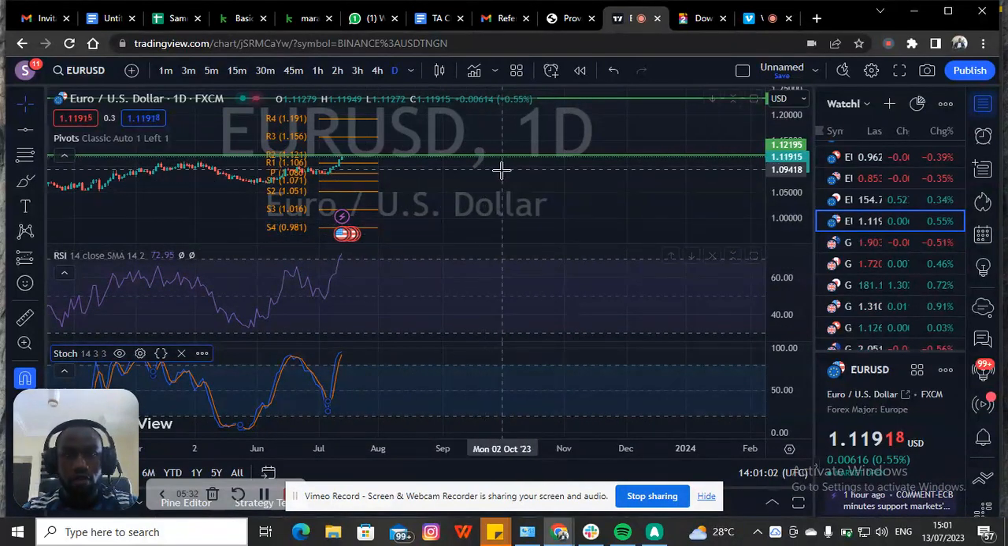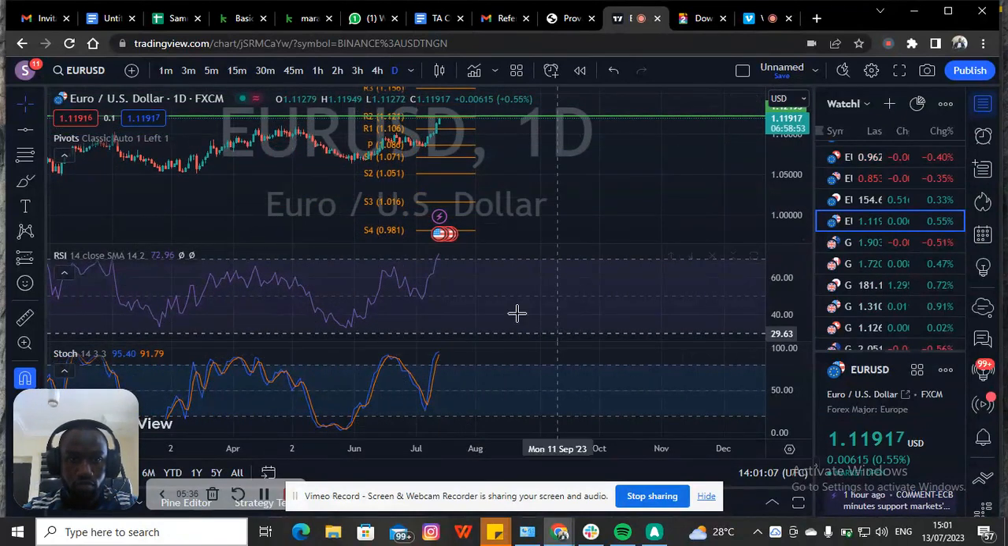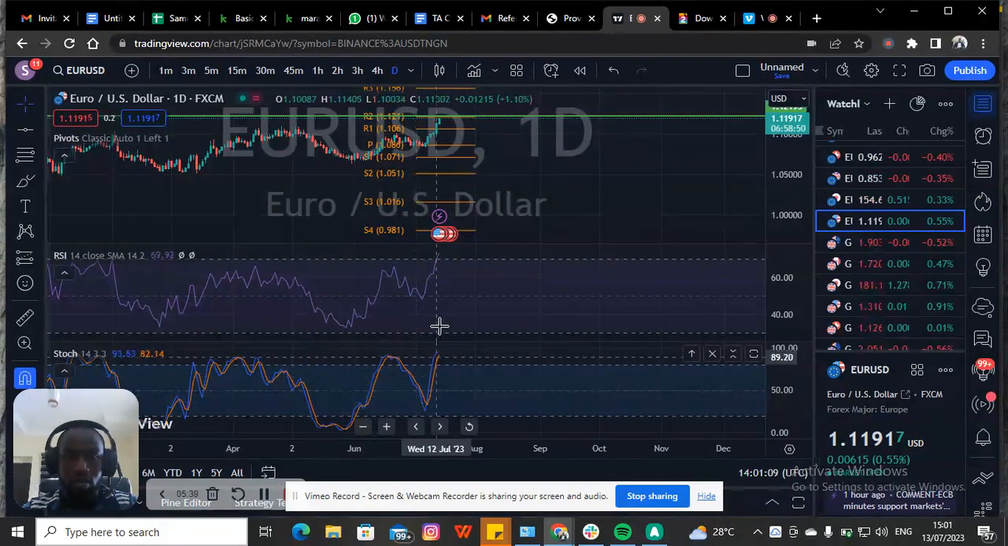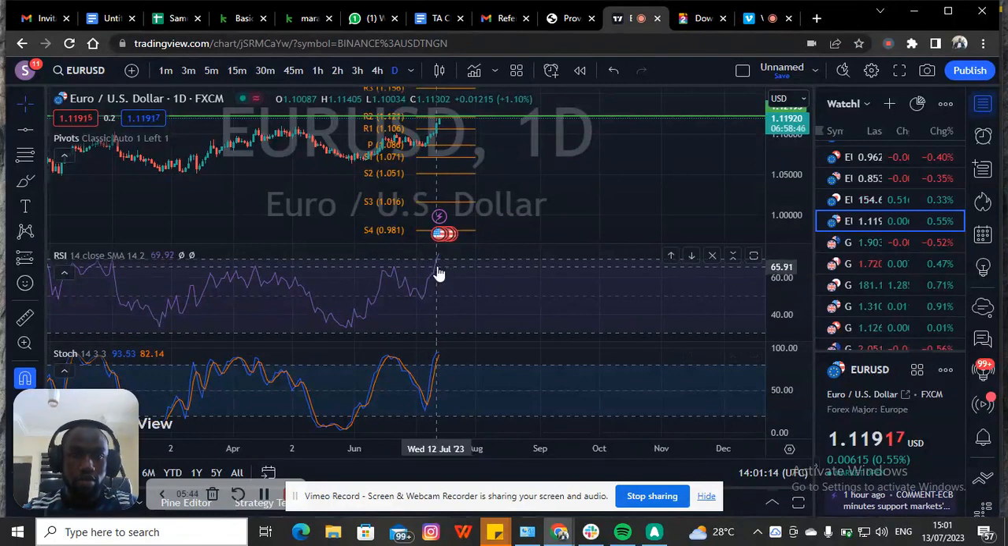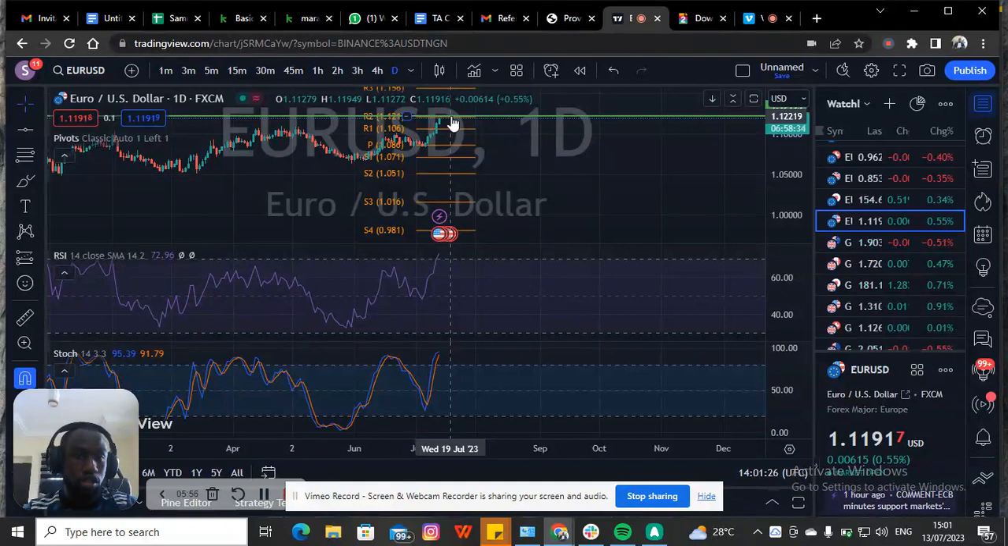So what you're looking out for is to make sure your stochastic is overbought and your RSI is equally overbought. You also make sure your candles are very close to your resistance level. As a matter of fact, you have to make sure it touches, or at least crosses a bit, but so long as it has touched the second resistance level, you are very good. You're in a very good entry point.